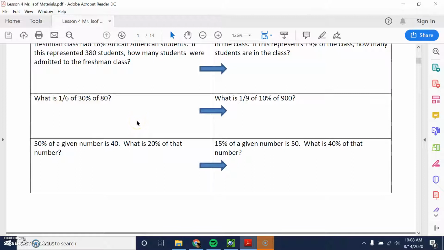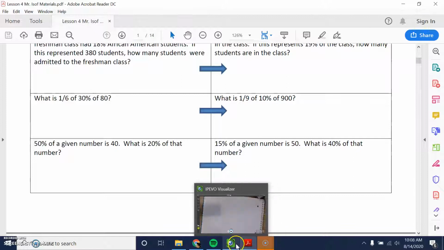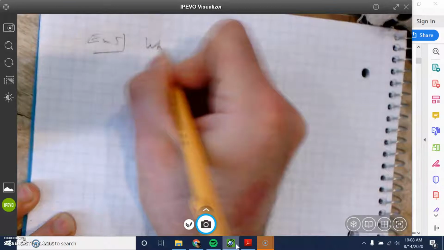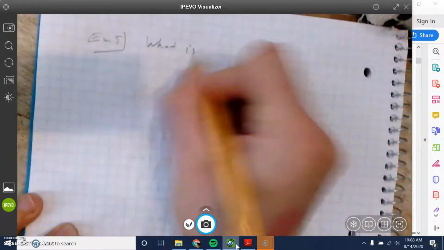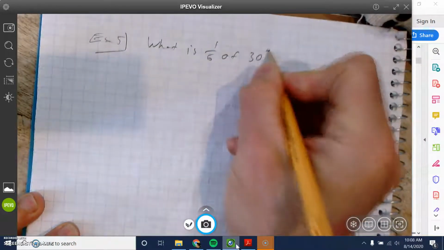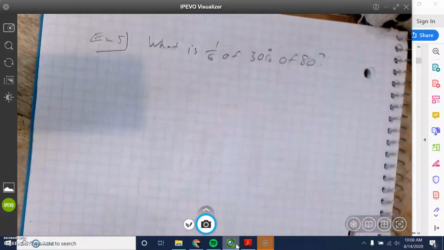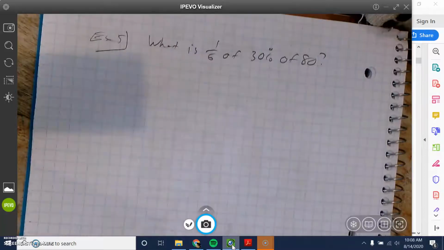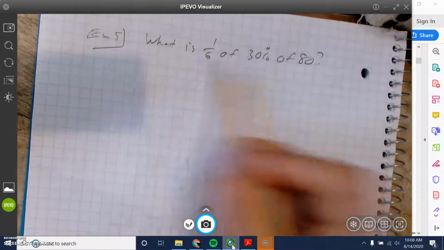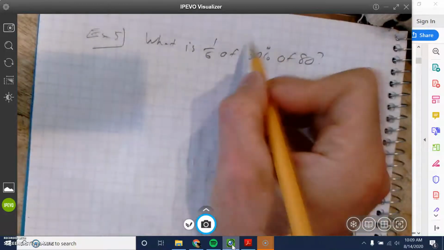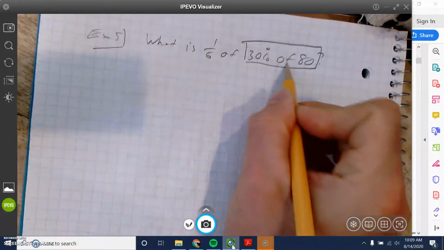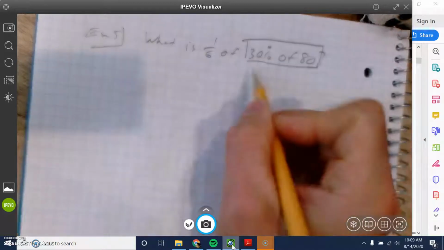Okay. So I'm going to write it down in my notebook. What is 1/6 of 30% of 80? So example 5. Write this down with me. What is 1/6 of 30% of 80? There it is right there if you need it again. Okay, so in this one, it's actually two problems in one. And so I'm going to actually isolate it. So I'm going to do this one first, the one that's farther away. So 30% of 80. Now I can do Mr.